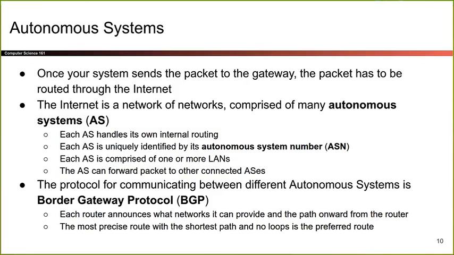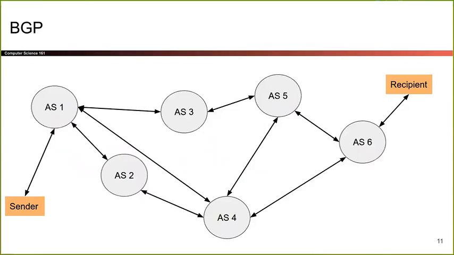Okay. And then usually we're looking for the shortest path, and we're not looking for loops, because looping around is a bit of a waste of time. So here's an example of an internet, I guess. We have a lot of different autonomous systems. Some of them are connected, some of them are not.